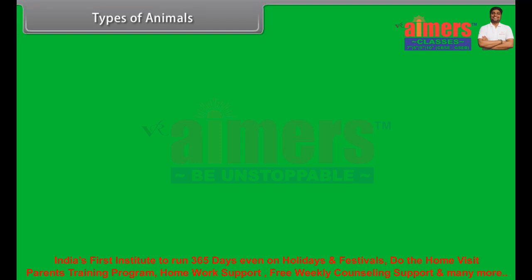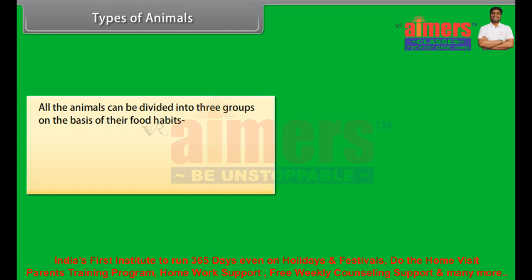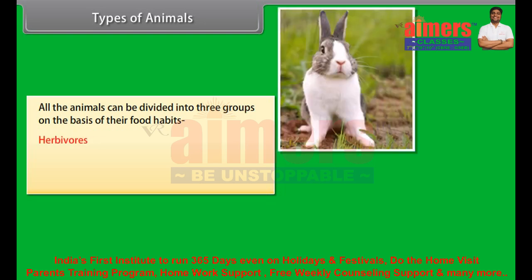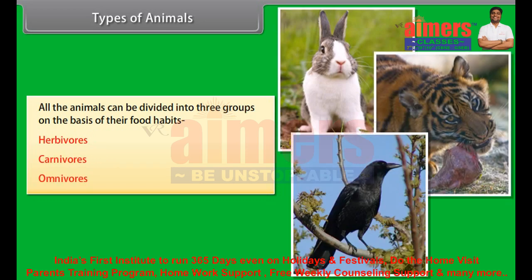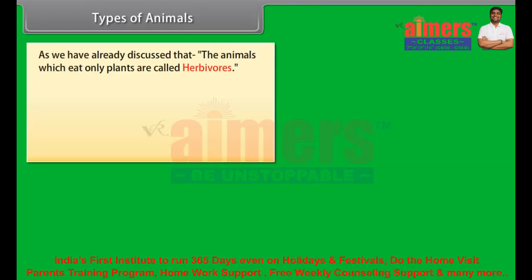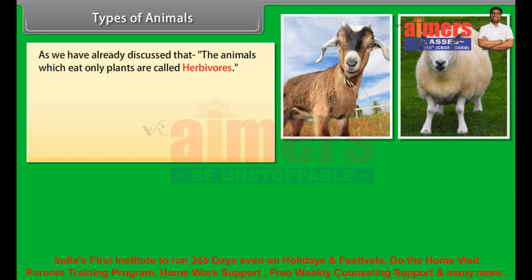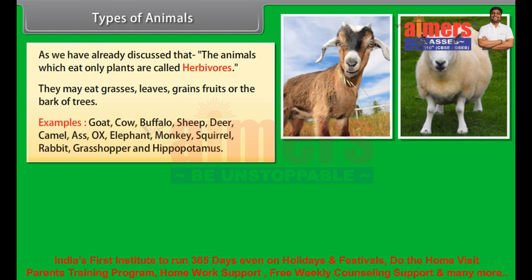Types of animals. All the animals can be divided into 3 groups on the basis of their food habits: herbivorous, carnivorous, omnivorous. As we have already discussed, the animals which eat only plants are called herbivorous. They may eat grasses, leaves, grains, fruits, or the bark of trees. Examples: goat, cow, buffalo, sheep, deer, camel, ass, ox, elephant, monkey, squirrel, rabbit, grasshopper, and hippopotamus.